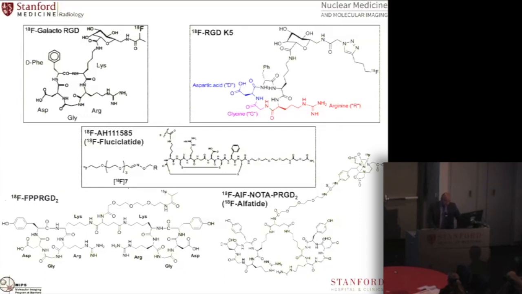Fluciclotide is the commercial name of the product developed by GE Healthcare. That one also was in a few clinical trials, but unfortunately they also decided that the cost of tracer development is too high, and therefore they stopped development.